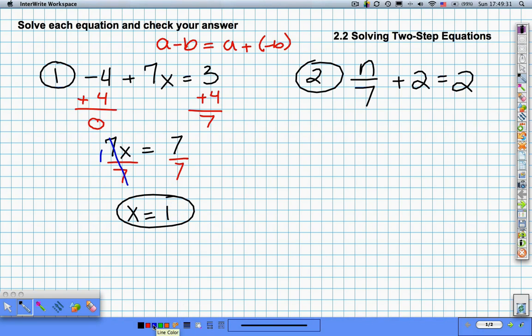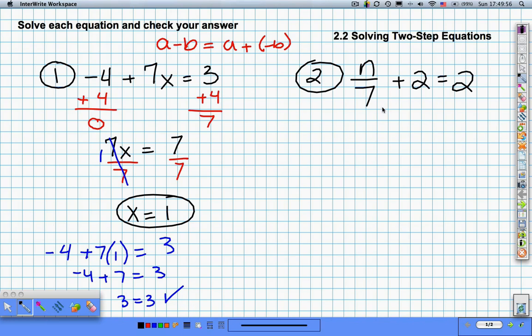Now to check, all we have to do is put 1 back into our original equation, and we should get 3. So we have negative 4 plus 7 times 1, which is 7, and then a negative 4 plus a positive 7 is a positive 3. 3 does equal 3. Check mark says we are good to go.